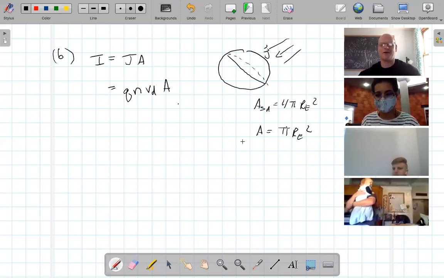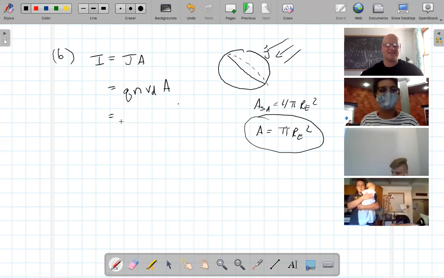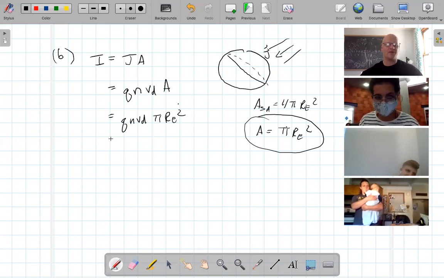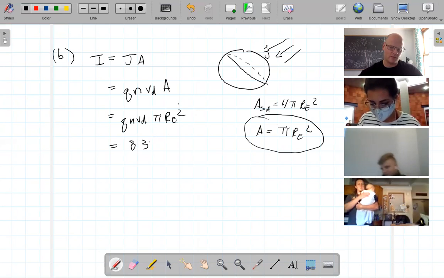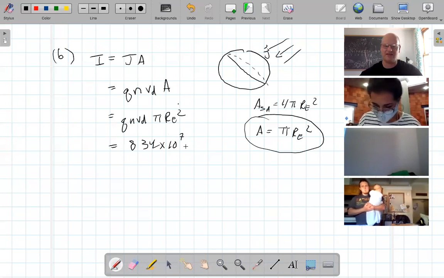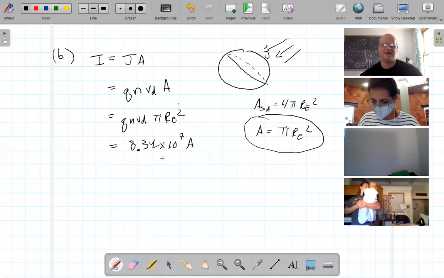So in this case, all we care about is the cross-sectional area. This is then simply Q times N times VD times pi times the radius of the Earth squared. After we look up the radius of the Earth, this works out to be about 8.34 times 10 to the 7th amps. That's a huge amount of amps.